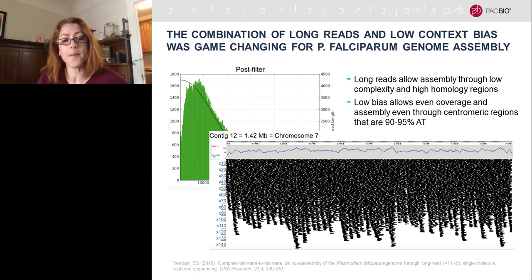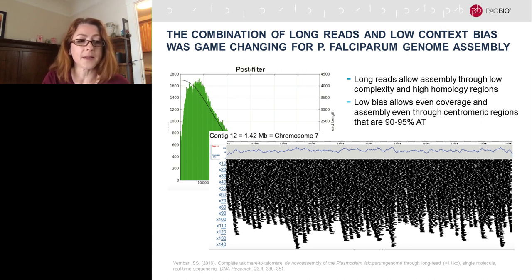And in the bottom panel, what you're seeing there is the coverage of PacBio reads across the entirety of contig 12, all the way from telomere to telomere. And what you'll see is that the coverage is quite high and very even across the whole region. And that's really a game changer when it comes to assembly.